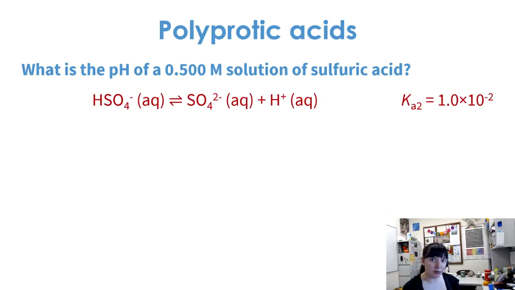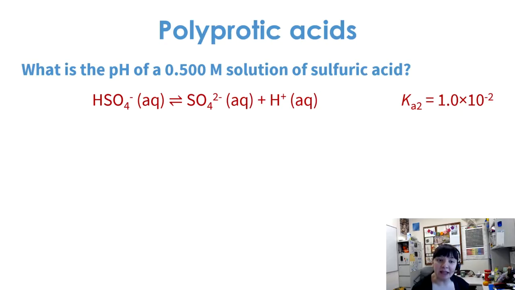However, that HSO4 minus is followed up with a second dissociation shown right here. Again, this will result in the fully deprotonated sulfate ion as well as more hydronium. And the Ka constant for this second step is Ka2, which is given with this equilibrium.